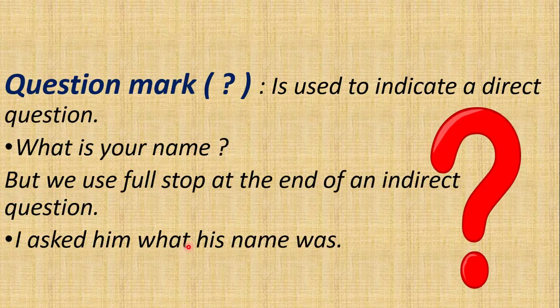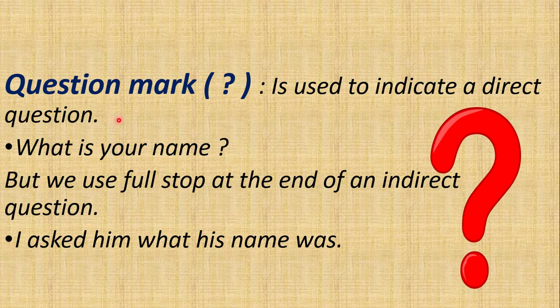Now let's discuss the second rule. This is question mark. Dear learners, we use question mark at the end of an interrogative sentence. So you should know what an interrogative sentence is. You know, an interrogative sentence is used to interrogate something, to ask or get some information. We ask someone something, and this is a question.